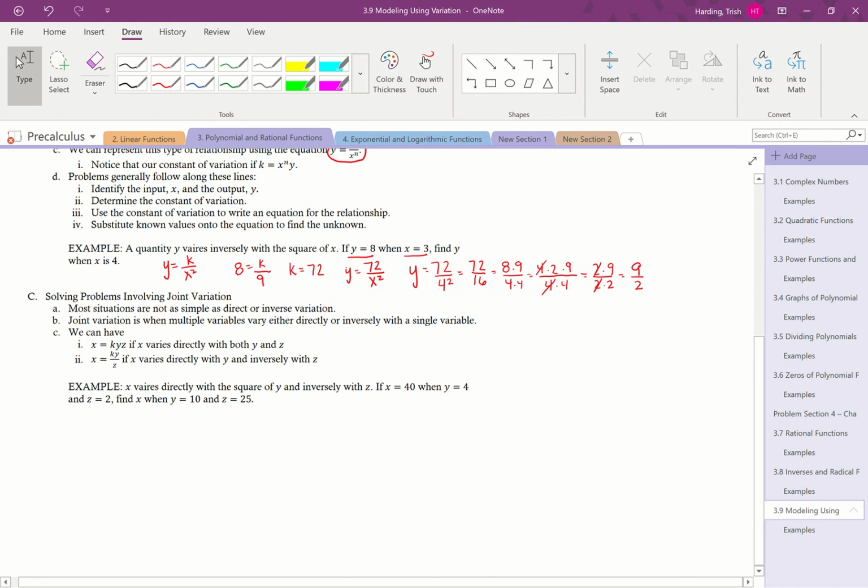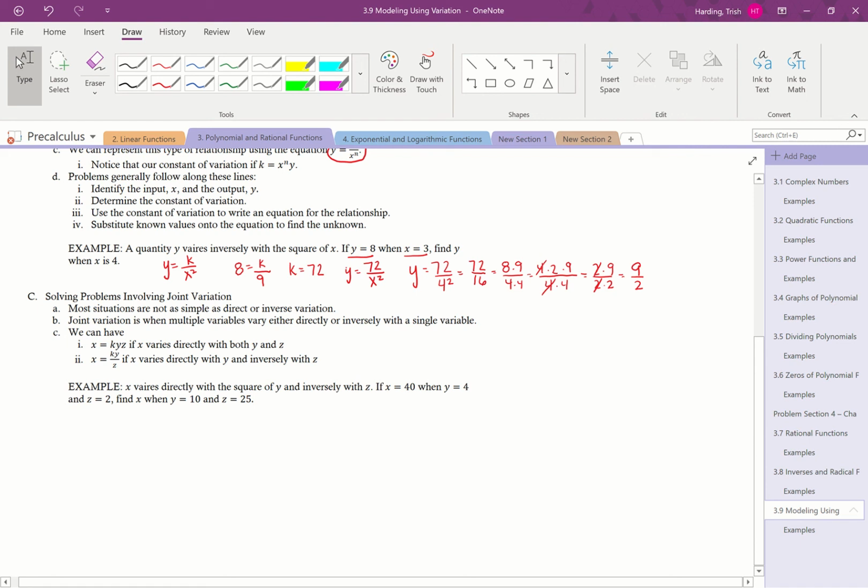Not too bad. Another one is joint variation. So a lot of situations in real life are not just as simple as two things affecting each other. It's usually a multitude of things affecting each other. So joint variation can either be direct or inverse, but it will include multiple things other than just two things.